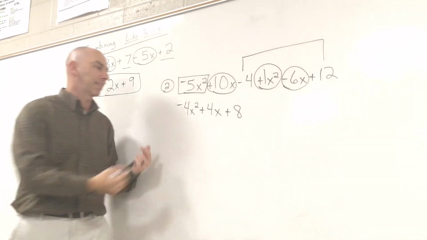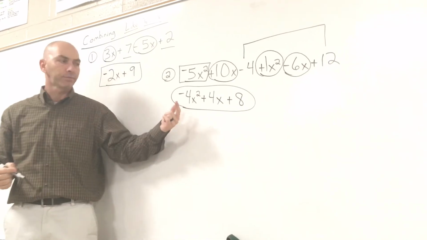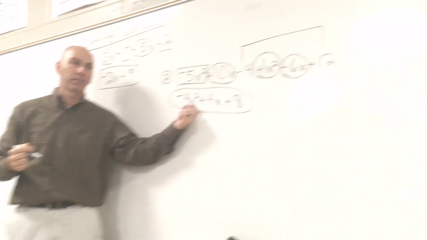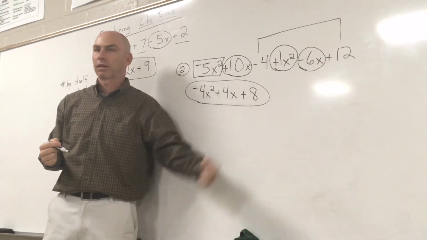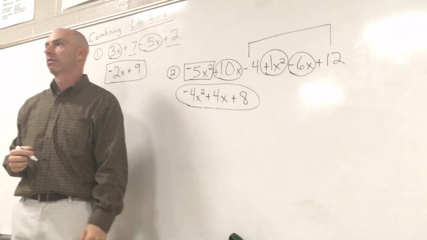They want you to write this in descending order with the exponents. So if I had x to the 5th, x to the 4th, x to the 3rd, then x to the 2nd, x, and constant, you write it in descending order.